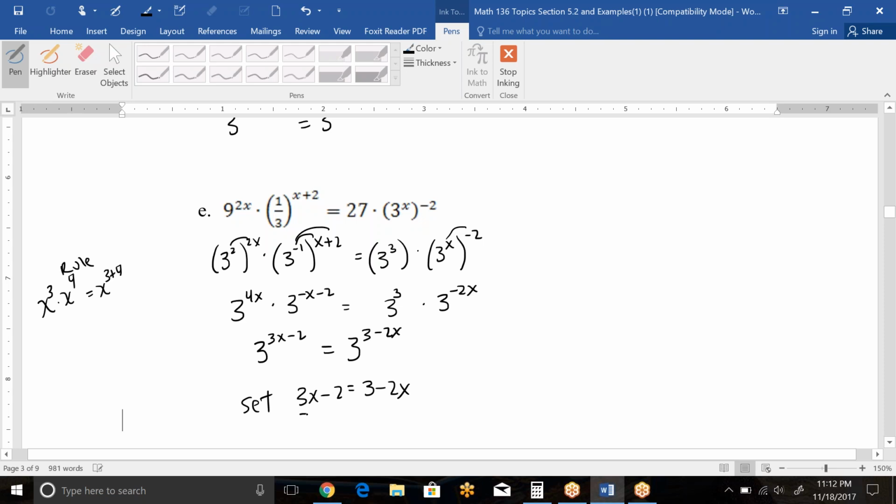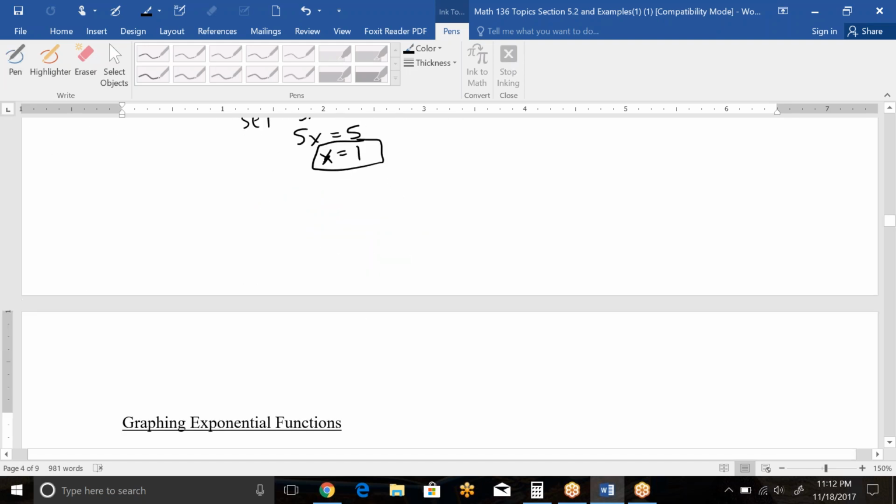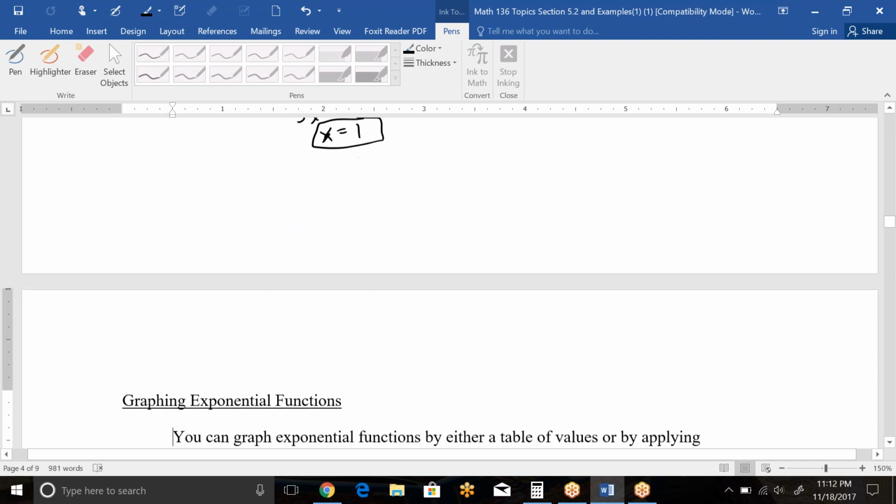Let's add over the 2x, add over the 2, and x equals positive 1. So all that work and x was just positive 1. So that's how we use this to solve equations that can have the same base on each side.